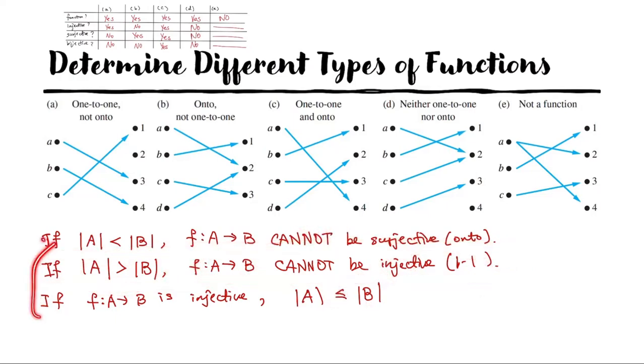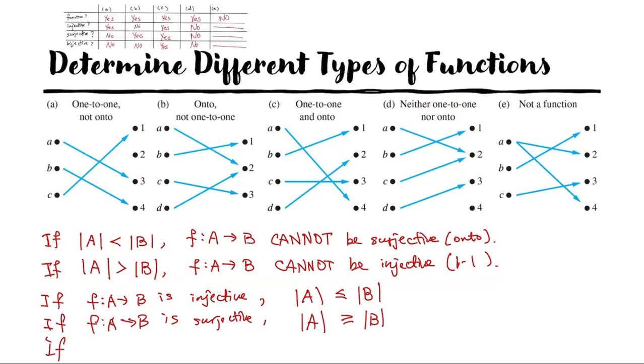Right? And if we take the contrapositive of the first statement, if your function from A to B is surjective, surjective means every output has an input going to it. So this means you need to have enough inputs. Your input set needs to be at least as large as the output set.